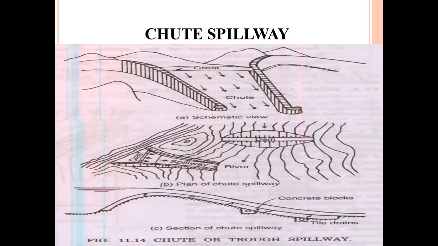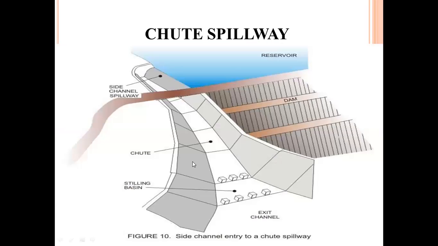So the chutes are provided here. Chutes means steps, so the water passes from the river to the chutes. The chute spillway may be provided on the dam or near the side of the channel. So you can see the reservoir and the dam, the side channel spillway, the stilling basin here, and these are the chutes. Cross section of chutes.